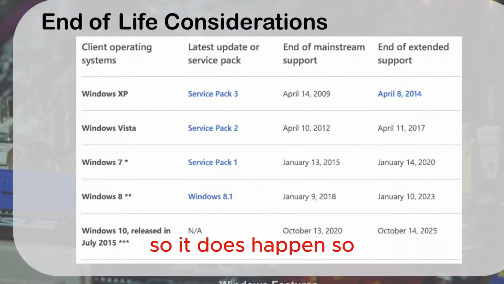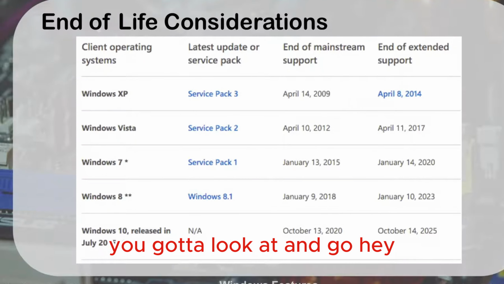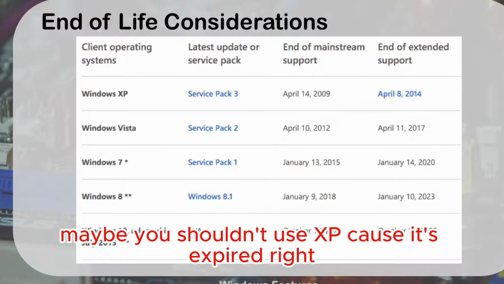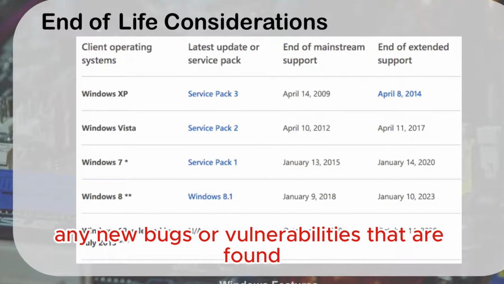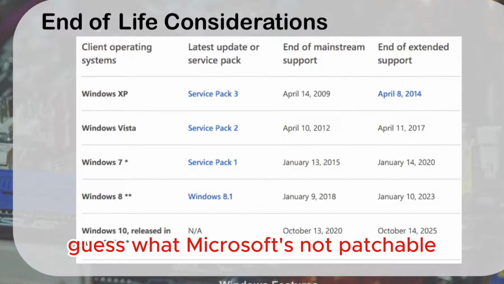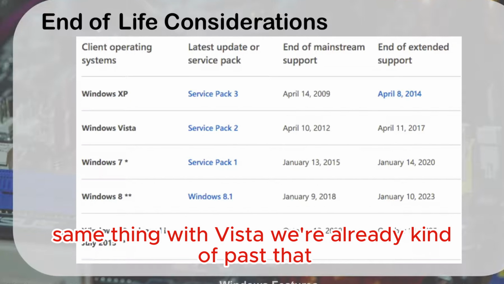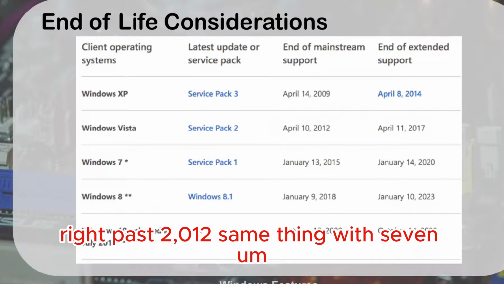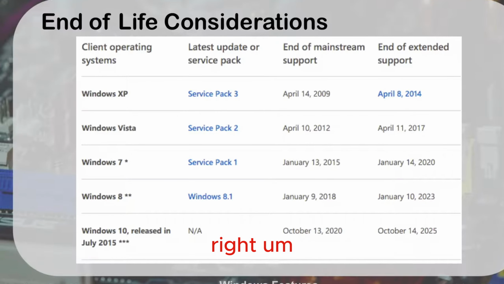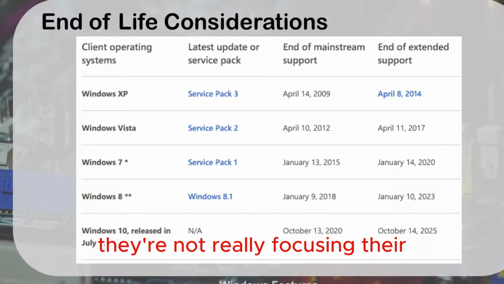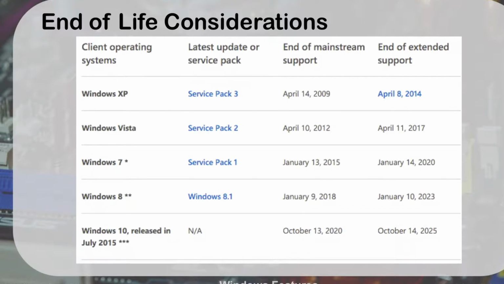So it does happen. It's one of those things that if you're looking to buy new licensing for your organization, right, you've got to look at it and go, hey, I really like XP. Well, maybe you shouldn't use XP because it's expired, right? And being expired means that if there's any new bugs or vulnerabilities that are found, guess what? Microsoft's not patching them. So you're going to have those vulnerabilities out there forever. Same thing with Vista. We're already kind of past that, right? Past 2012. Same thing with 7. 7, they're still putting out releases up until 2020, right? So that's the idea, is that they're not really focusing their efforts on these old operating systems. They're focusing on the future into Windows 10 and beyond. And so you've got to look at that.